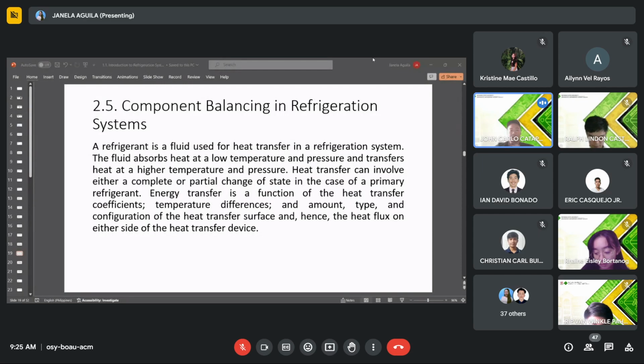ng heat transfer. So halimbawa na nga lang dyan is kapag naglagay tayo ng yelo sa isang basong tubig and then yung ice yung serve as a refrigerant and then i-absorb ng ice yung heat galing sa tubig. Yung tubig yung serves as ating surrounding area. At ang gagawin ng ice, syempre, is palalamigin niya yung tubig. Kapag pinabayaan natin to at natunaw na yung yelo, parang ibabalik lang ng yelo yung init na na-absorb nga nung una. And yun lang sa component balancing refrigeration system.